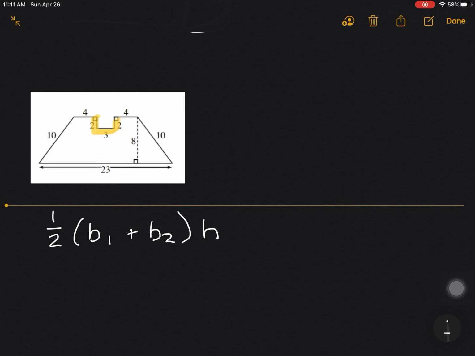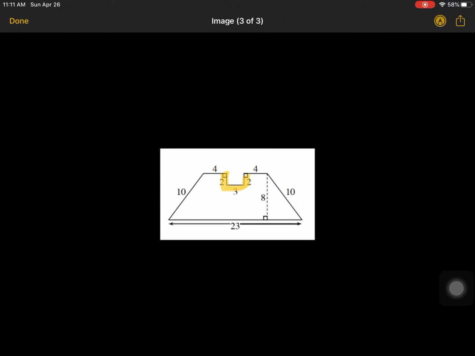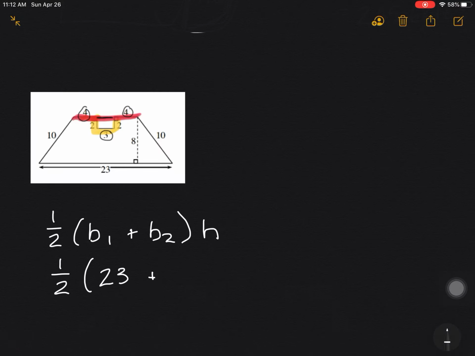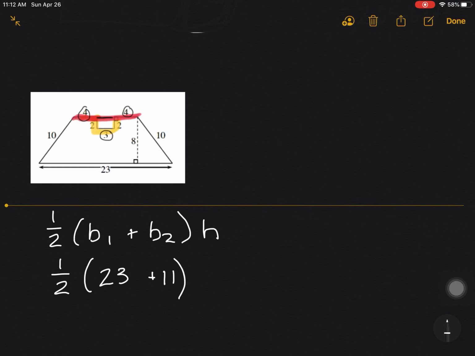So in this case, we can see 1/2 times our base 1 can be this bottom base here, which is 23. Now our base 2, when we look at this top section of our trapezoid, it's going to be a little bit more complicated to find, but we can definitely do it. Our base 2 would be this entire top section. So remember that our top section here includes this 4, this piece here, which is 3, and this 4. So in order to find our base 2, we would add 4 plus 3 plus 4. So when we add those together, we're going to find that our base 2 is 11, times our height, which is that up and down section, which is 8.